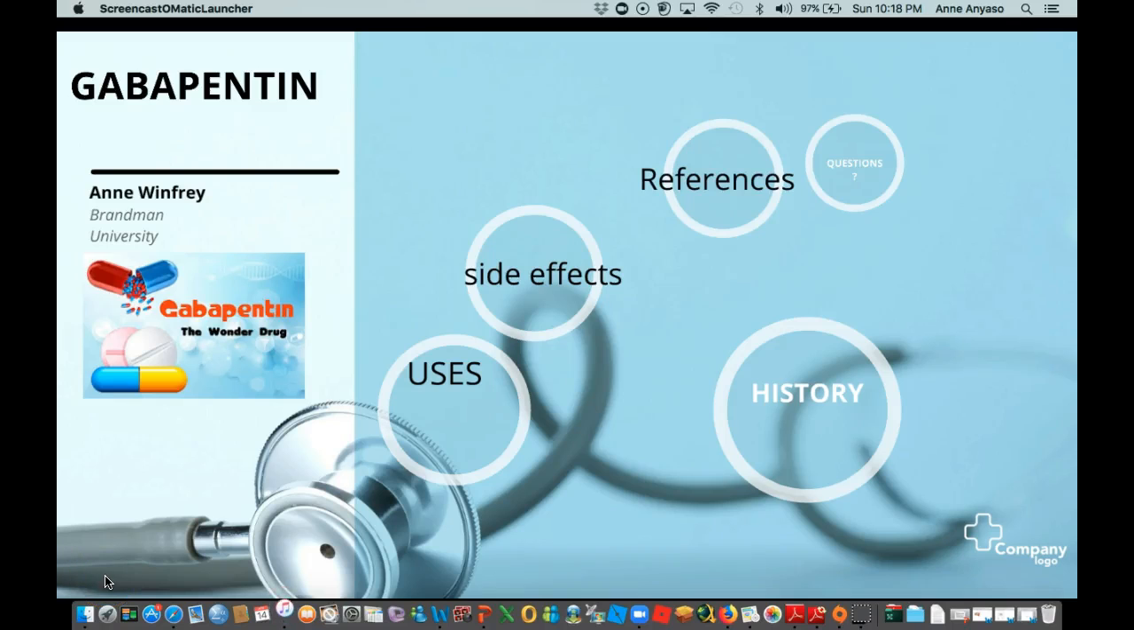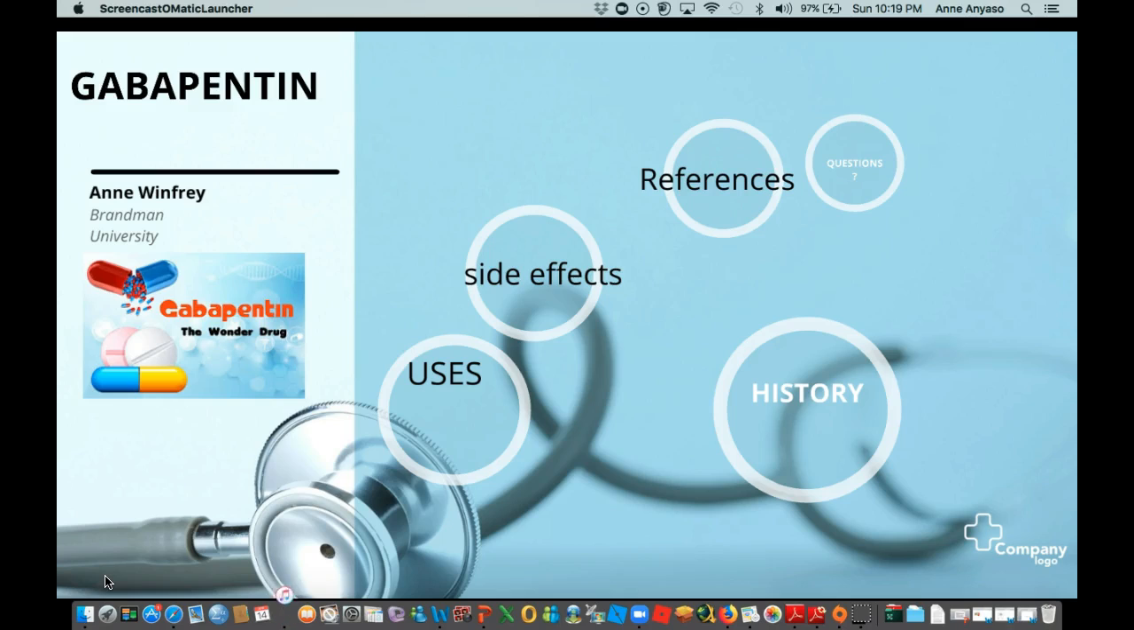Hello, my name is Anne Winfrey, and I'll be talking about the medication gabapentin, which is also called Neurontin. It's an anti-seizure medication, and it's also used for the treatment of neuropathic pain.